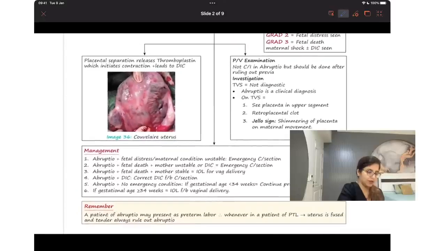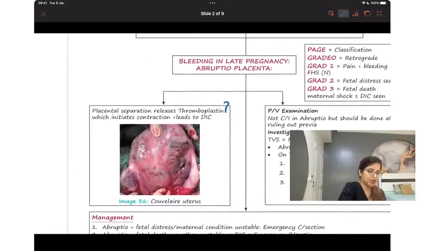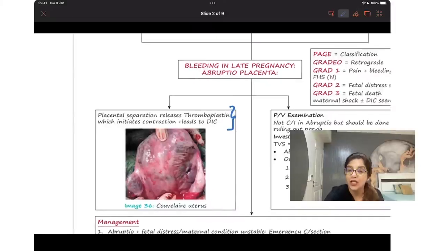See over here. Placenta separation releases thromboplastin which initiates uterine contractions. So, once there is bleeding in abruptio, once the placenta separates in abruptio, that results in the process of labor, right? So, ultimately the patient delivers.